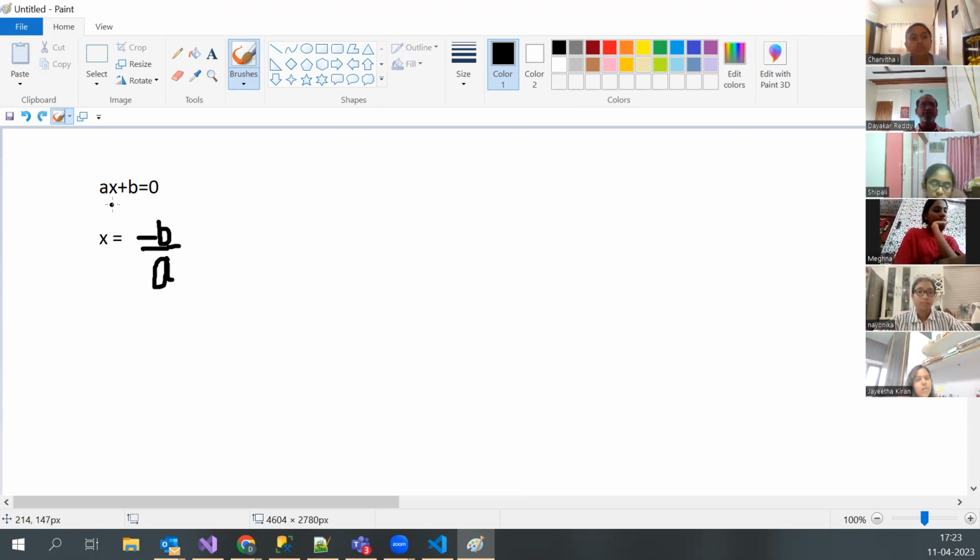You are trying to find out the x value. That means x is here. First you need to send this plus b to the other side, so that it becomes minus b, and on the other side you will have a into x. A also should go to the other side, and it will become b by a. That is the concept, Hamza.